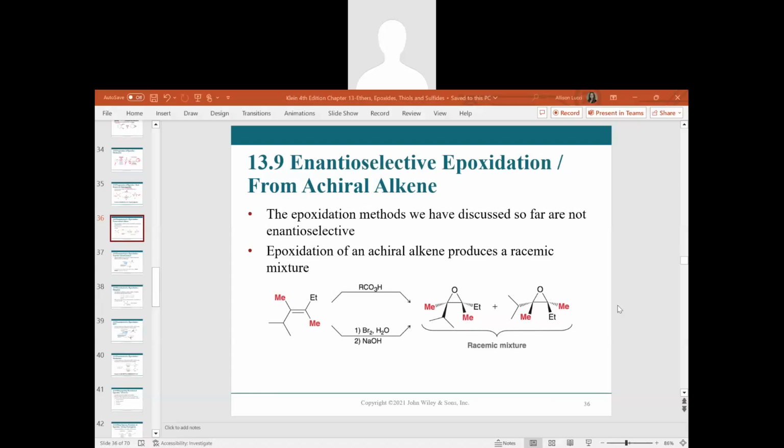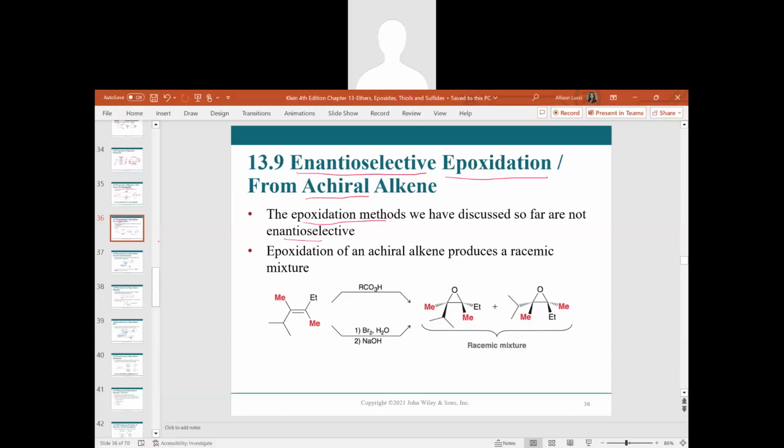In section 9 from chapter 13, we're going to begin a discussion of what's called an enantioselective epoxidation, or formation of an epoxide. What we've seen in the past is that we have an achiral starting material, an alkene that does not have a chiral center. But if we started with a chiral compound, there is a way that we could control our product formation. What we've seen in the past, these epoxidation methods are not enantioselective.